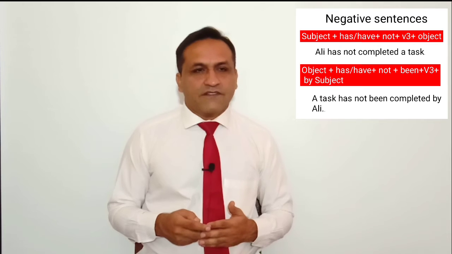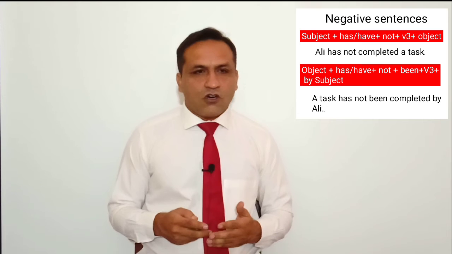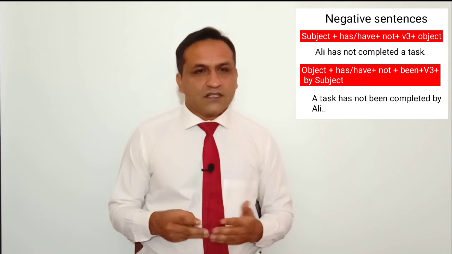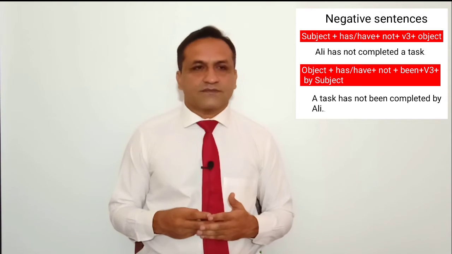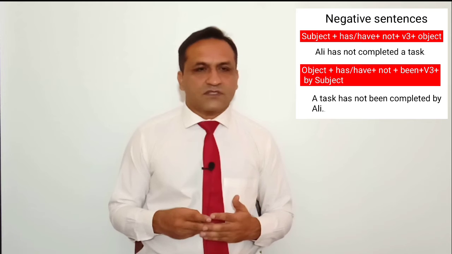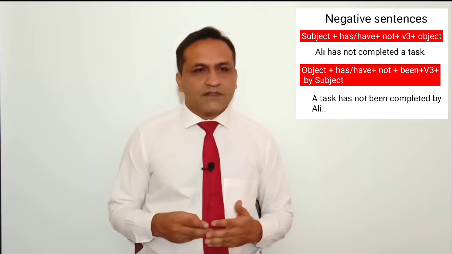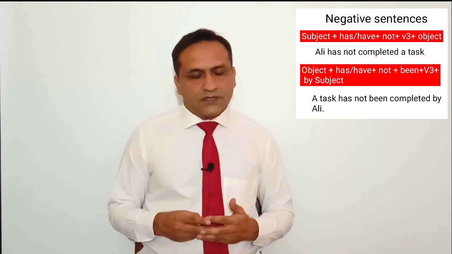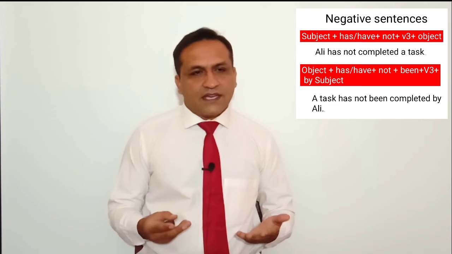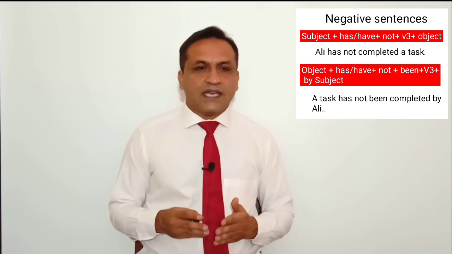Now let's talk about the negative sentence of present perfect tense. We use subject plus has or have depending upon the subject, then we use not, then third form of the verb, and then the object. For example, Ali has not completed a task. Let's have a passive structure. We have the object, then has or have, then not, then been, and third form of the verb, and then by and subject. For example, a task has not been completed by Ali.